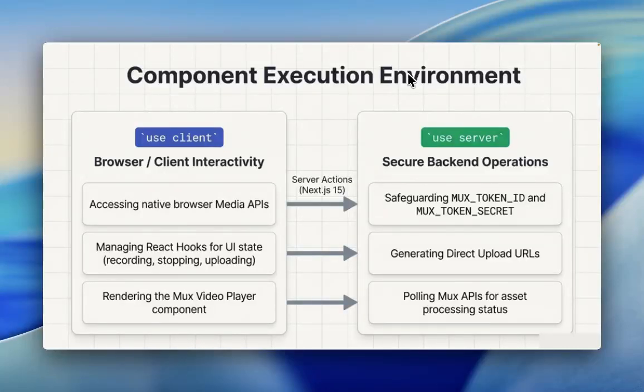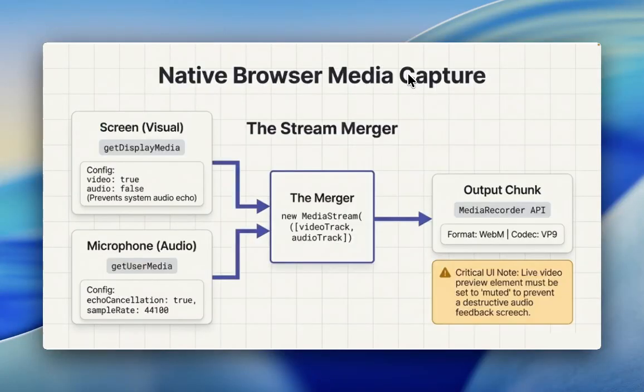Now onto the user client. You have the browser and the client interface, accessing native browser media APIs, managing React for UI state, recording, stopping, uploading, and rendering the Mux video player component. It goes to the Next.js server actions, where you have secure backend operations: safeguarding the Mux token ID and Mux token secret, generating direct upload URLs, and polling the Mux API for asset processing status.